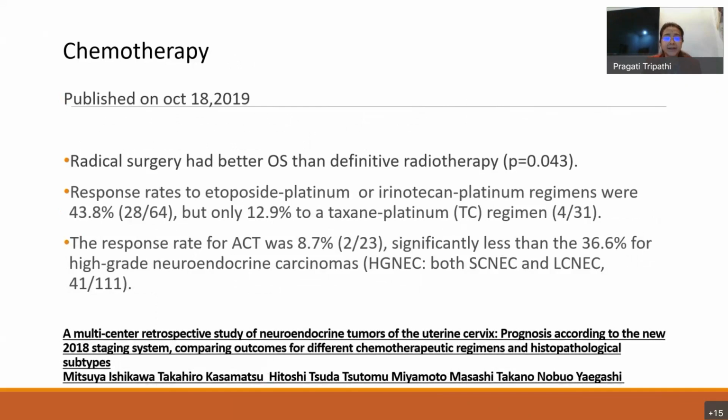There was yet another study by Ishikawa et al. that stated that radical surgery had a better overall survival than definitive radiotherapy. They further stated that the hazard ratio for patients not undergoing radical surgery was 4.74. They stated that response rates to the EP regimen and irinotecan or platinum were better than the taxane and platinum regimen. And atypical carcinoid has a significantly lower response rate than the high-grade neuroendocrine carcinomas.